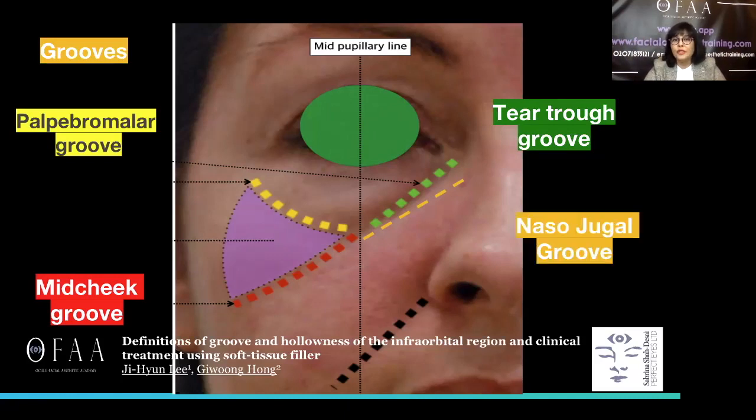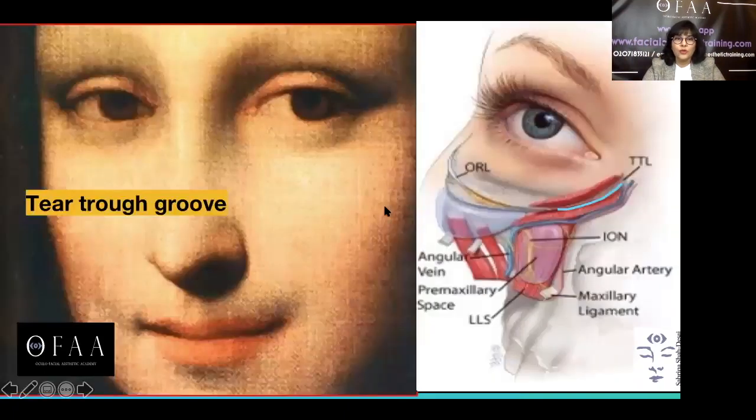The fourth groove is the nasojugal groove. Now, for a long time, it was felt the nasojugal groove and the tear trough groove are one and the same, but actually there is a distinction, and anatomically there's a distinction, and I'll talk about it in a bit. So let's then look at these grooves in detail.